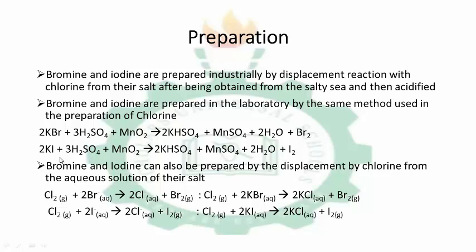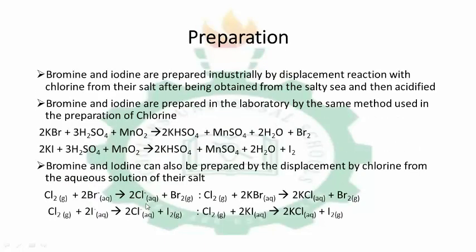Now, to the second method of the laboratory preparation of bromine and iodine. Bromine and iodine can be prepared by the displacement reaction with chlorine from the aqueous solution of their salt. Chlorine gas displaces the bromine from potassium bromide, forming potassium chloride and liberating bromine. Also, the same thing for iodine: chlorine reacting with potassium iodide, displacing the iodine and forming potassium chloride. This is just the ionic equation of both reactions.